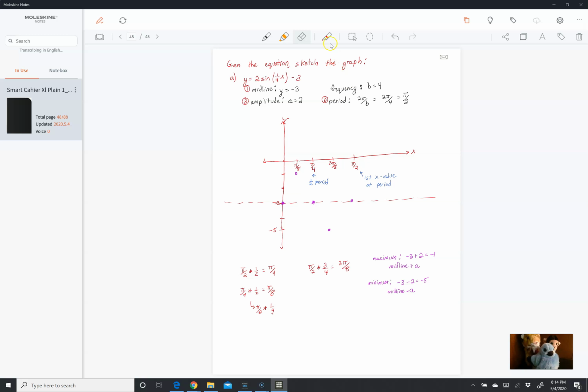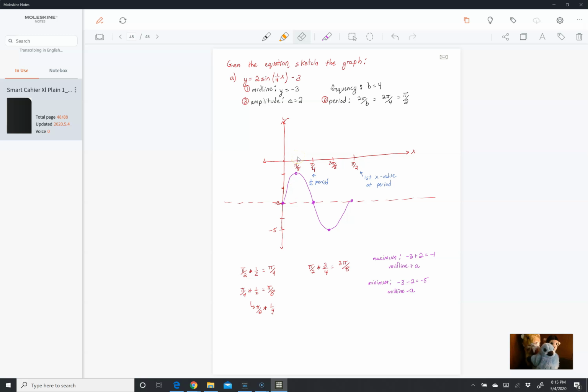And now we essentially connect the dots. Okay, so it's going to look like a sine curve. Looks like a sine curve, but notice it moved.